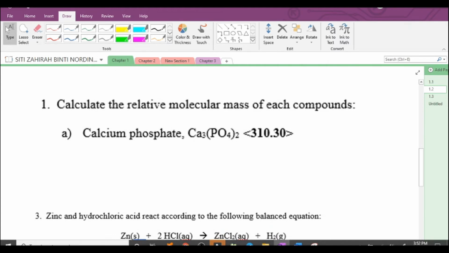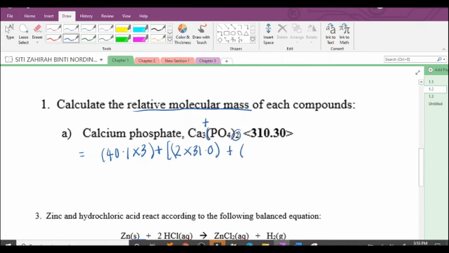So let's do the first question. Calculate the relative molecular mass of each compound. You don't have to use the formula of relative molecular mass in here. So just total up the molar mass that you found in the relative atomic mass table. Okay, so the calcium would be 40.1 times 3 plus, okay, this bracket indicates plus, okay, this 2 times 31.0, the molar mass for potassium, plus 4 times 2 for this one, times 16, the molar mass for oxygen.